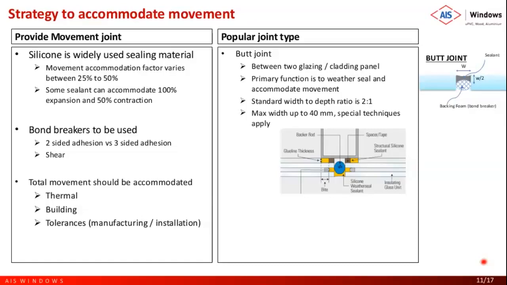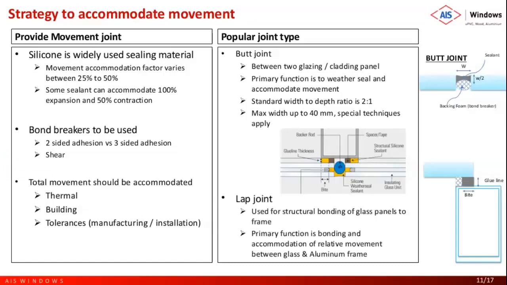The next joint type, which is shown just below the sketch, is the lap joint. The lap joint is used for structural bonding of glass panel to frame. Whenever we see structural glazing, the sealant used to bond the aluminum frame and glass is your structural sealant, and there we see a lap joint connection.